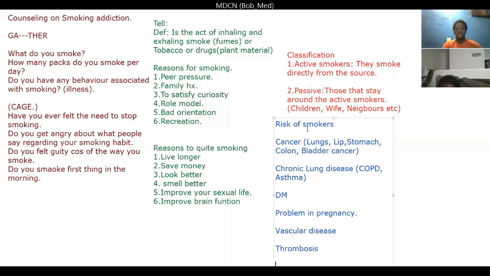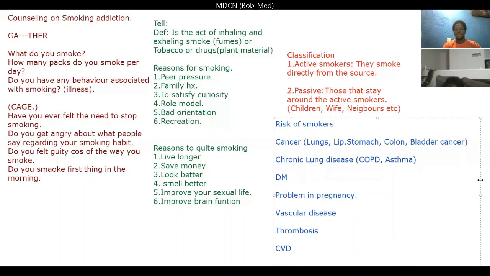Even very important, cardiovascular disease. Please take note. Cardiovascular disease is very important. And apart from this also, it can affect the gums, gum infections. It can cause bronchitis and so on and so forth, doctor. But these are very important.